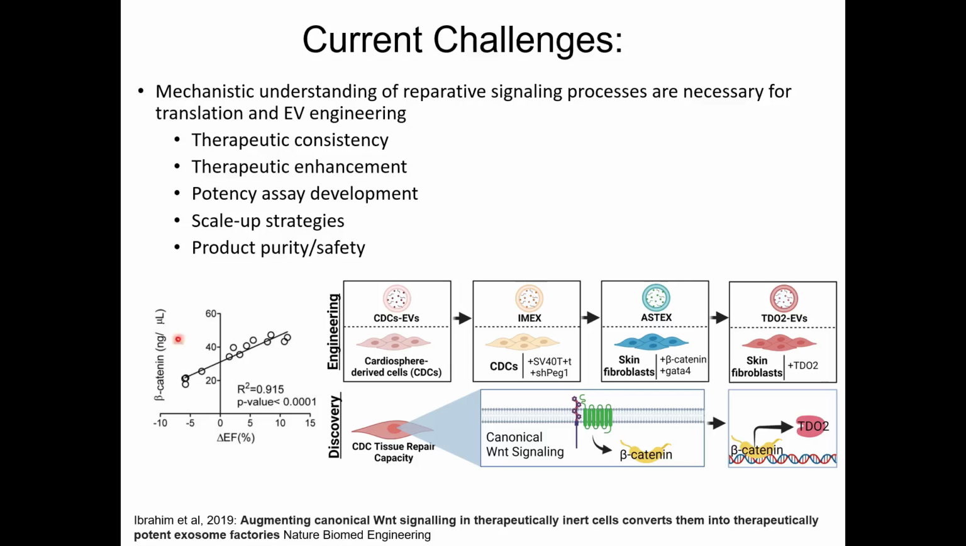I'll just give you an example from our group. This is an ELISA of many different CDC donors, showing that the levels of beta-catenin in CDCs correlate very strongly with their therapeutic efficacy, at least in a mouse model of myocardial infarction. And so we chased after that pathway, and we were able to engineer CDCs and EVs since then. But of course, this is work ongoing.